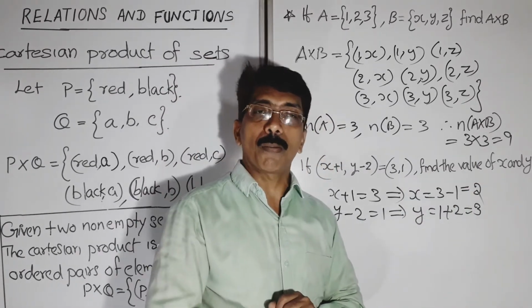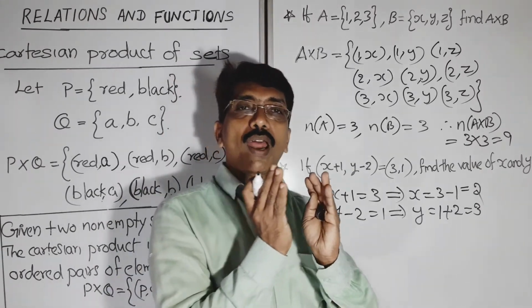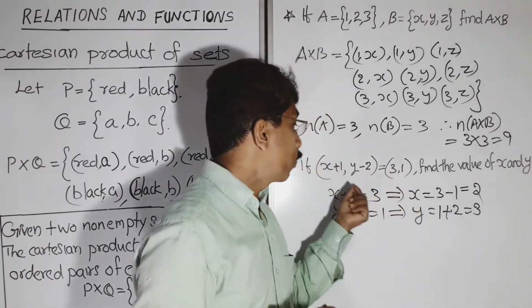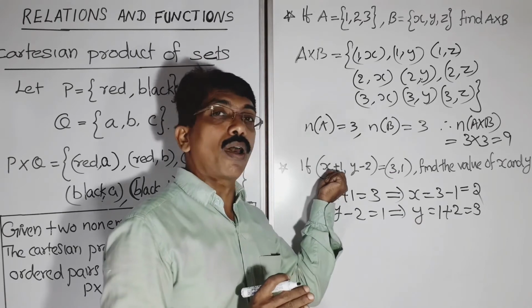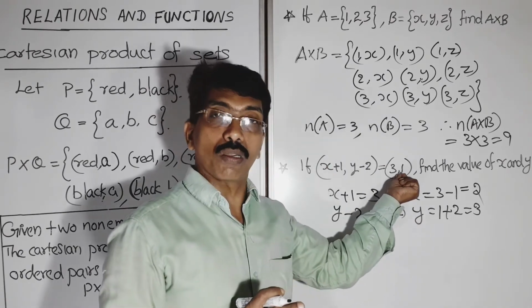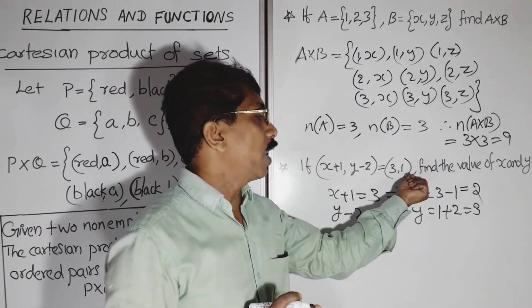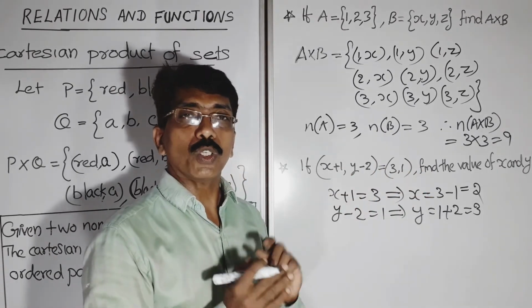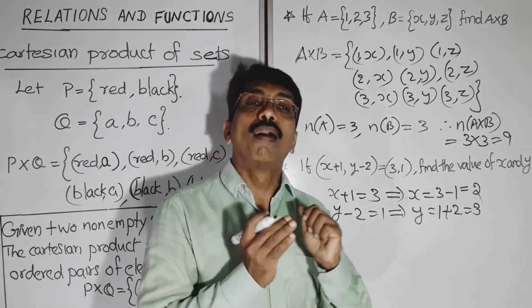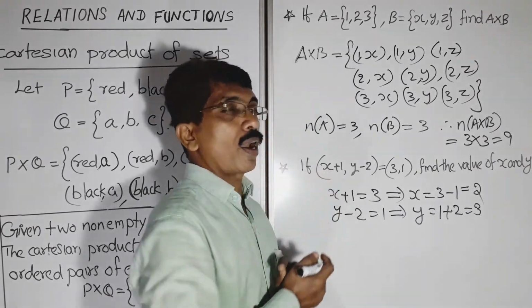It's very simple problem. So if two ordered pairs are equal, the corresponding elements will be equal. The first element will be equal to the first element of the other ordered pair, and the second element will be equal to the second element in the ordered pair. So corresponding elements are equal, then only we can say that these ordered pairs are equal.